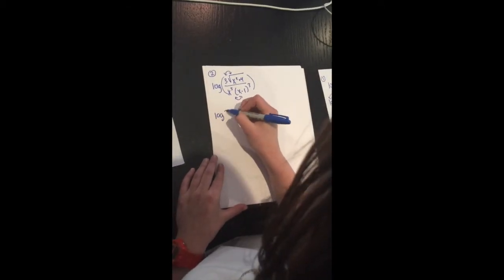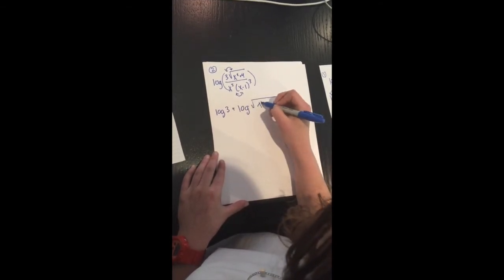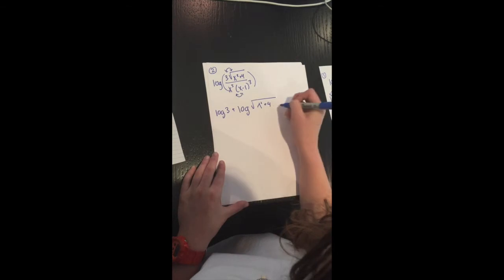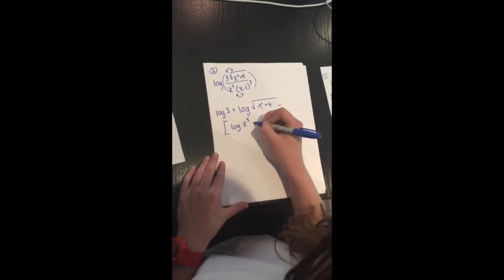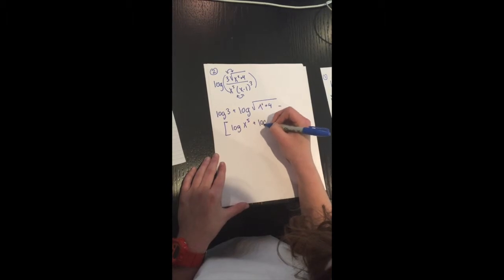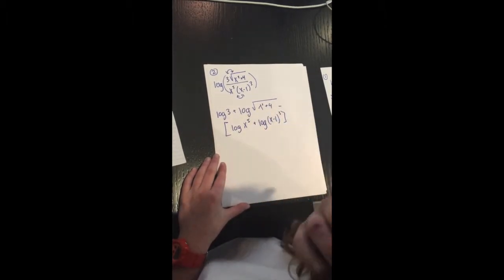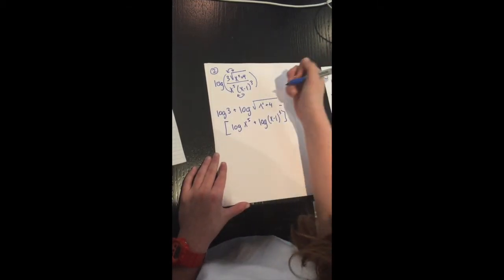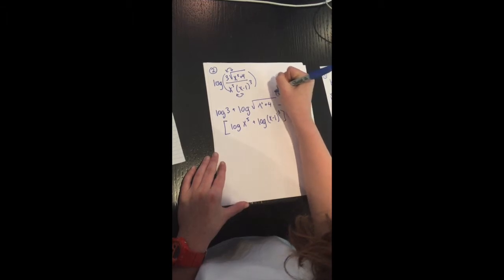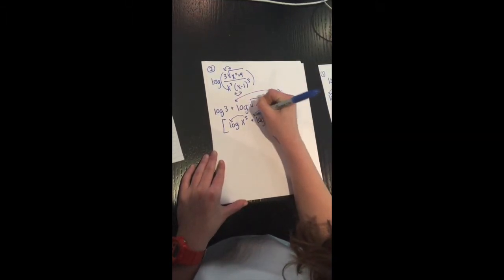Log 3 plus log of root x squared plus 4, and then minus log x to the 5th plus log x minus 1 cubed. So now we just need to take all of the exponents and move them to the front like we did before. So this has our imaginary 1/2 that's going to go to the front, our 5 is going to go to the front, and our 3 is going to go to the front.